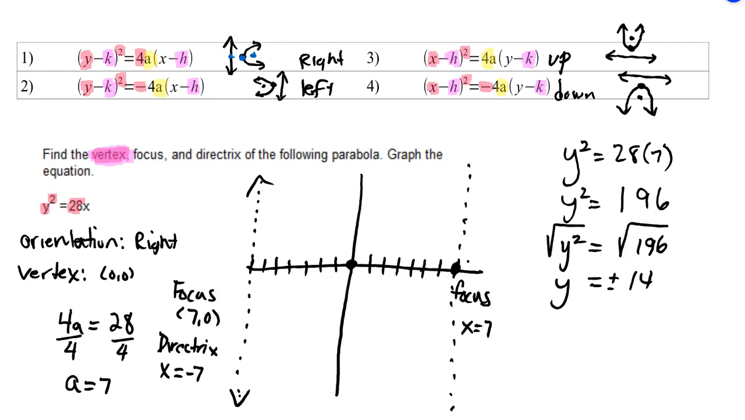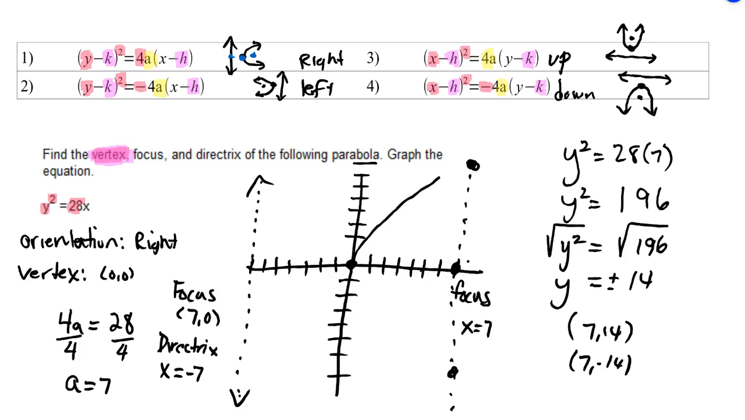So once you know you have the ordered pairs, sorry, that's not right, 7, 14 and 7, negative 14 on your graph, I'm going to count these by twos: 2, 4, 6, 8, 10, 12, 14. You can sketch out your parabola from there.